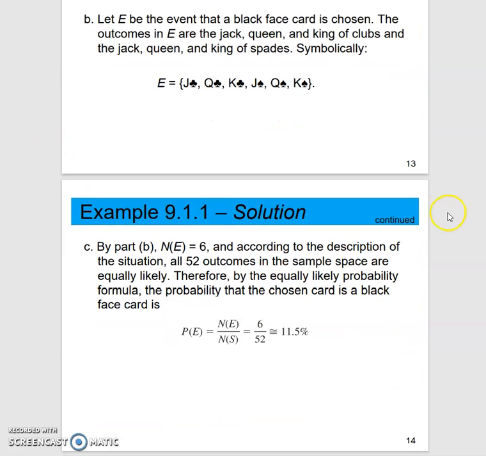So then, what is the probability that if I randomly choose a card, I get a black face card? So my formula, again, I'm going to take the total sample there on the bottom of 52. On the top, I've got the chances it's an event, which we said was 6, and 6 over 52 is about 11.5%.